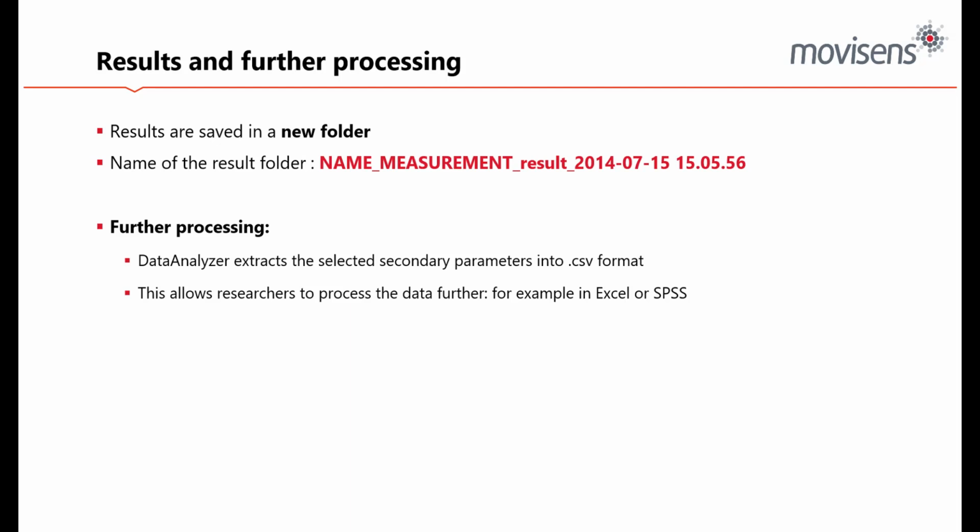Then we save the results in a new folder. So the new result folder will be the name of the measurement, so the existing folder, then the word result, and then the time that the analysis was taking place. And then further processing. DataAnalyzer extracts the secondary parameters into CSV format, which then allows you to take that data further and run it into a more dedicated statistical analysis package, either Excel or SPSS.